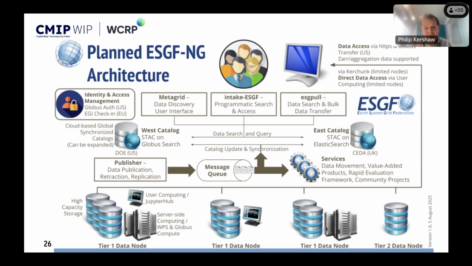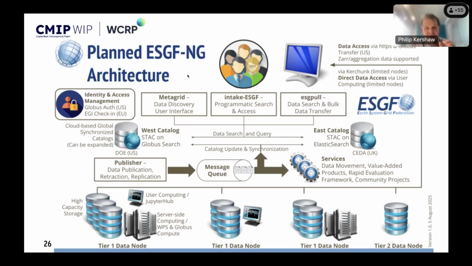And then the West and East catalogs listen to that queue and take up that metadata that's been published and copy it into their respective indexes. And then once they've done that, they're synchronized with each other. So if you do a search at the West catalog or at the East catalog, you should get the same search contents. And it gives us a level of redundancy and resilience for the federation so that if one catalog went down, the other one is still available for all the user community.